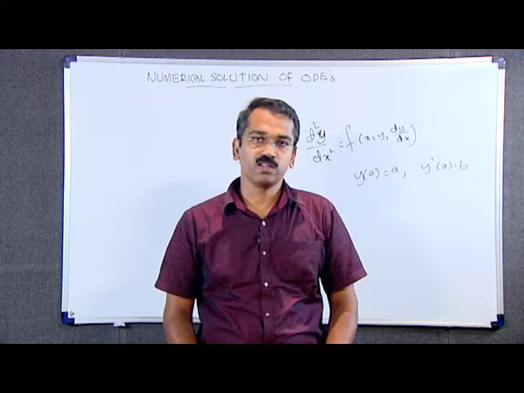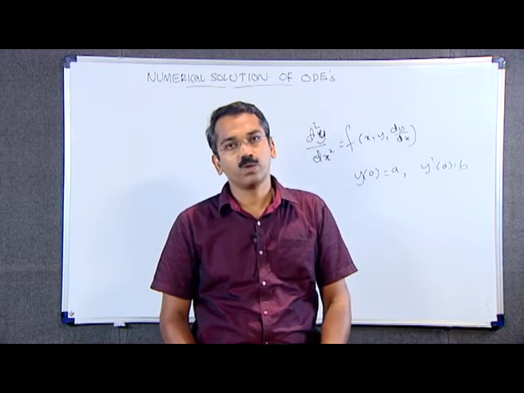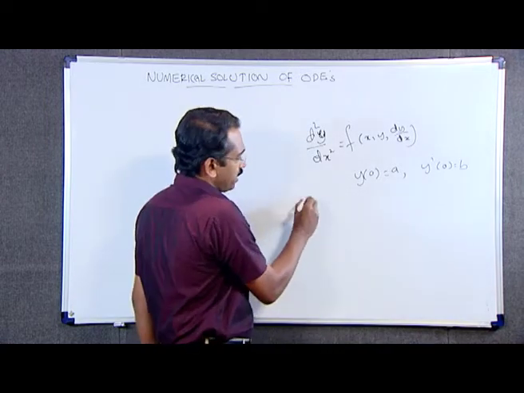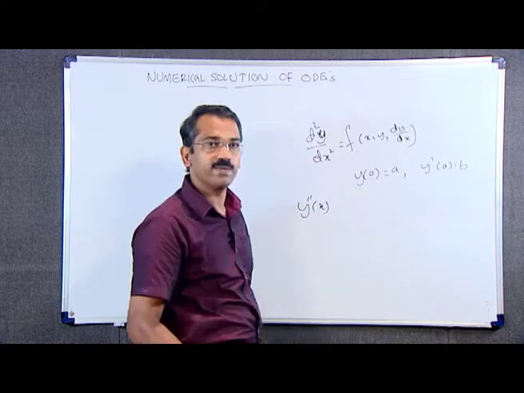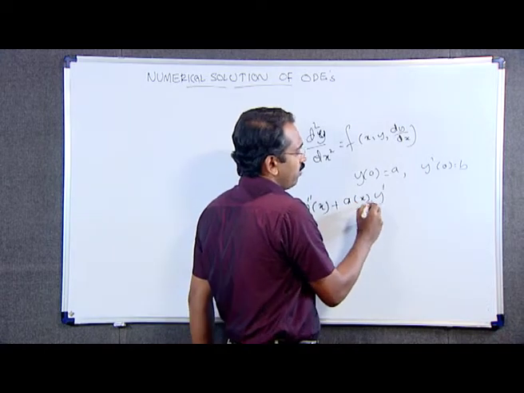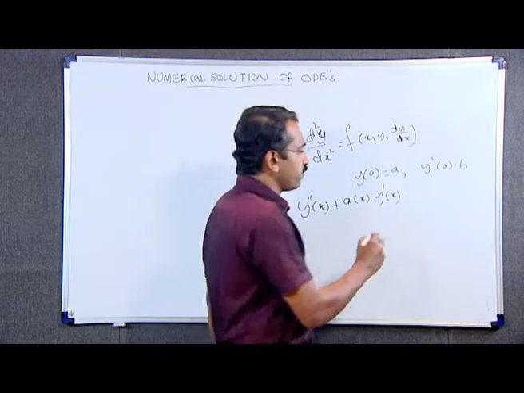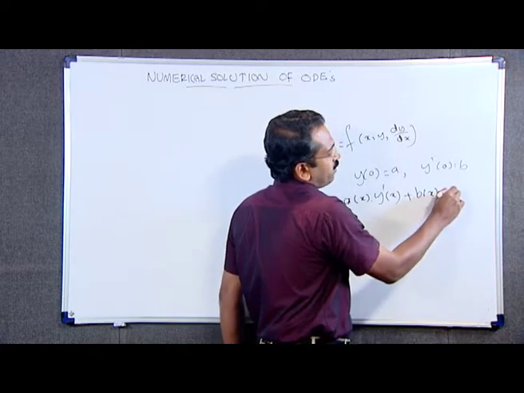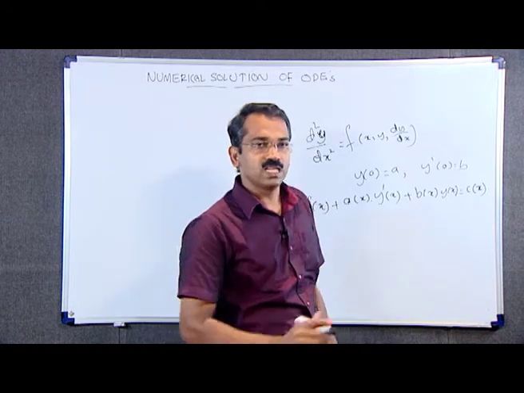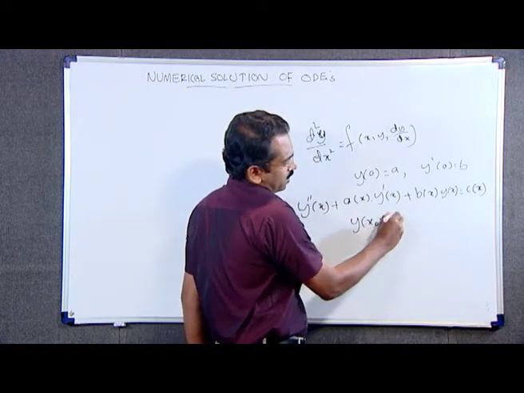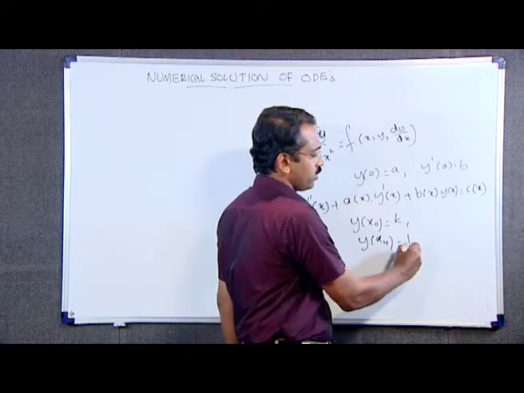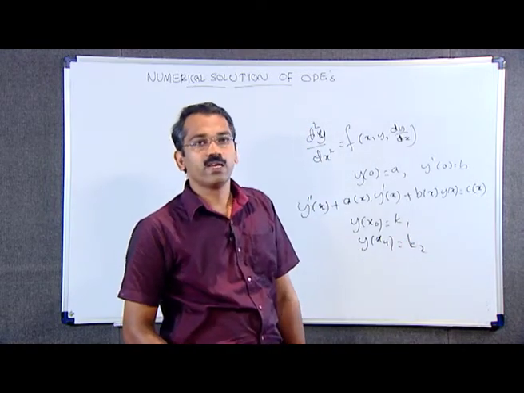If the conditions are specified for 2 or more values of x, then the problem is called a boundary value problem. For example, solving the differential equation y double dash of x, y double dash means d square y by dx square, plus a of x into y dash of x, that is a of x into dy by dx, plus b of x into y of x is equal to c of x, subject to the conditions y of x naught is equal to some k1 and y of x n is equal to some constant k2. This is a boundary value problem.